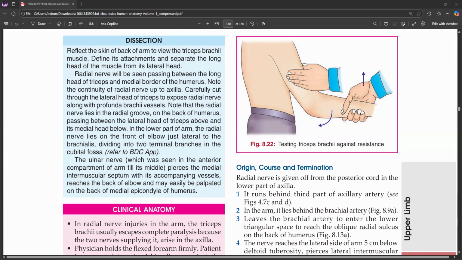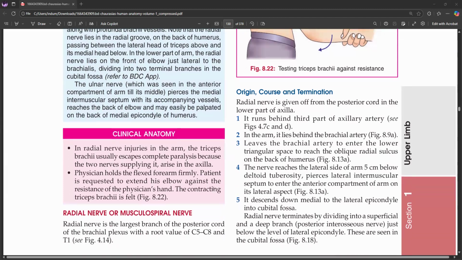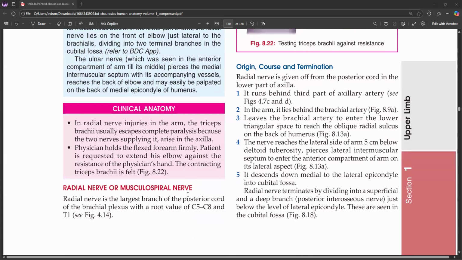The ulnar nerve, which was seen in the anterior compartment of arm till its middle, pierces the medial intermuscular septum with its accompanying vessels, reaches the back of elbow, and may easily be palpated on the back of medial epicondyle of humerus. Clinical anatomy. In radial nerve injuries in the arm, the triceps brachii usually escapes complete paralysis because the two nerves supplying it arise in the axilla. Physician holds the flexed forearm firmly. Patient is requested to extend the elbow against the resistance of the physician's hand. The contracting triceps brachii is felt.